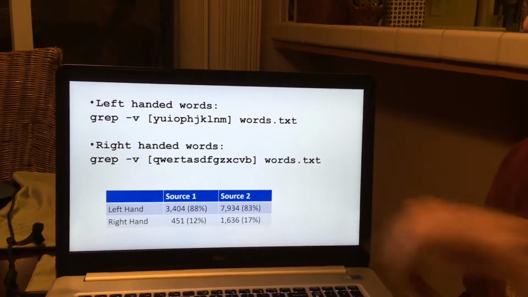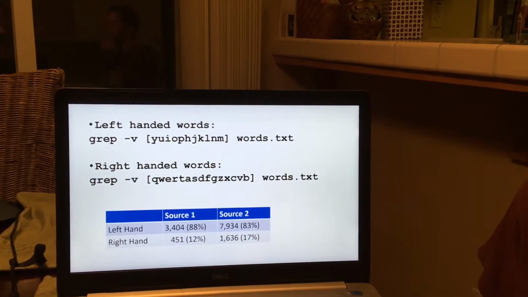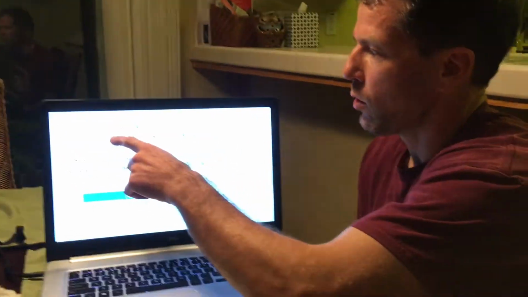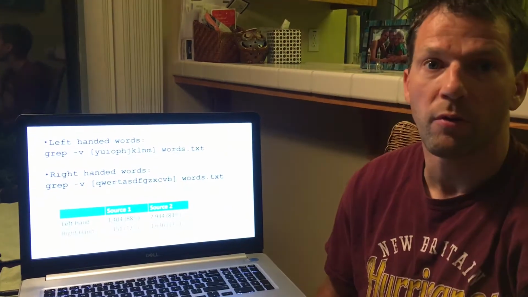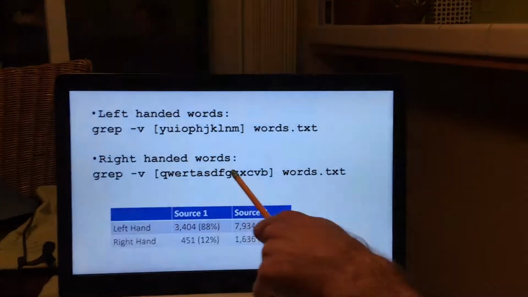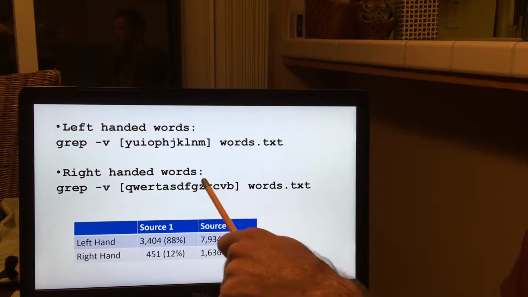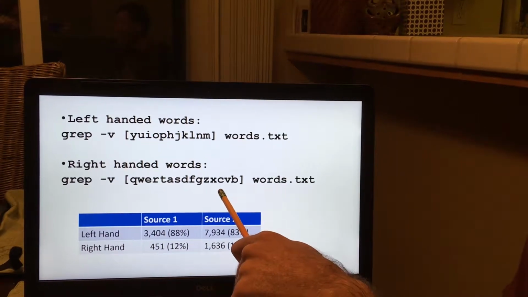If I didn't have the -v, it would say show me all the words that have at least one of these characters. So the -v says show me the opposite of that, which means show me all the words that do not contain these characters. So these are words you can type in with your left hand. And conversely, these are all the words, these characters here, your left hand is responsible for typing in these characters. So it's saying, show me all the words that you can type in.